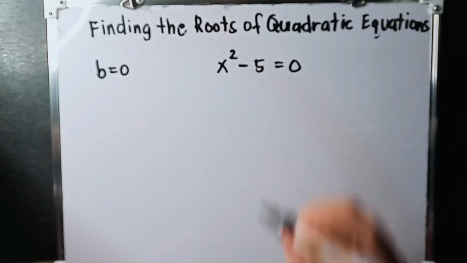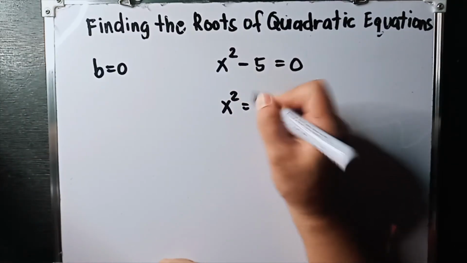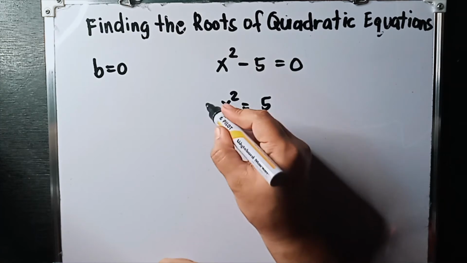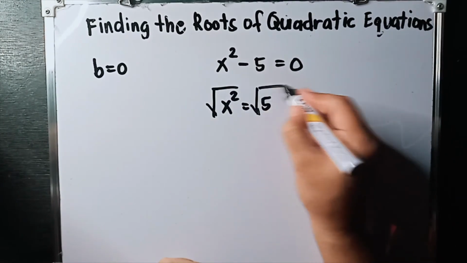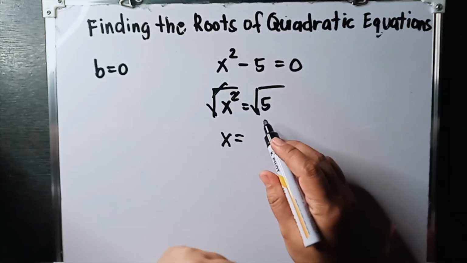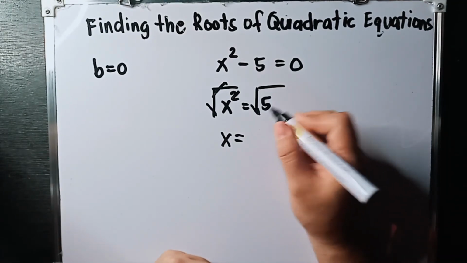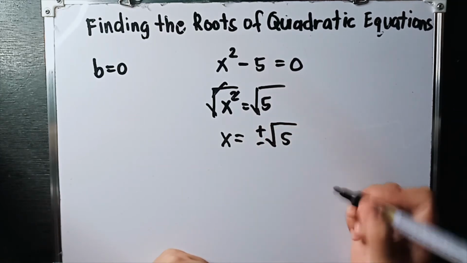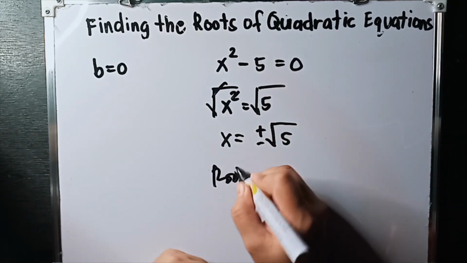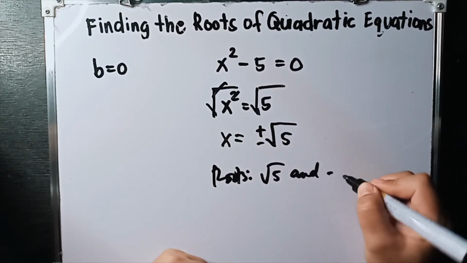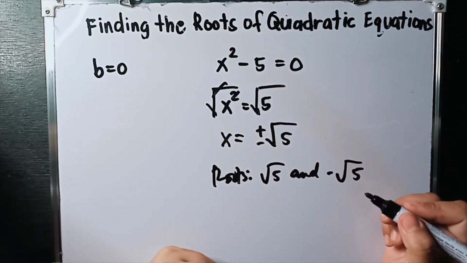How about x squared minus 5? So, again, we have x squared equals, lipat mo si 5, negative 5, magiging positive 5. Square root yung magkabila, cancel, cancel. X is equal to, what is the square root of 5? Which, syempre, hindi naman siya pwedeng may square root, no? Positive, negative square root of 5. So, ito yung mga roots. So, roots are square root of 5 and negative square root of 5.